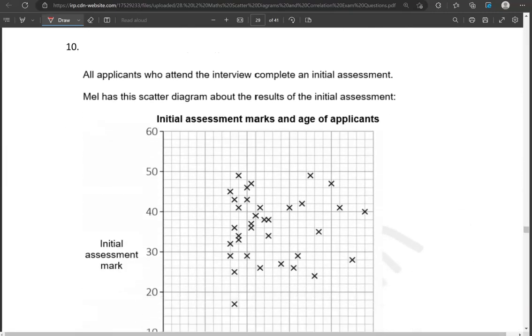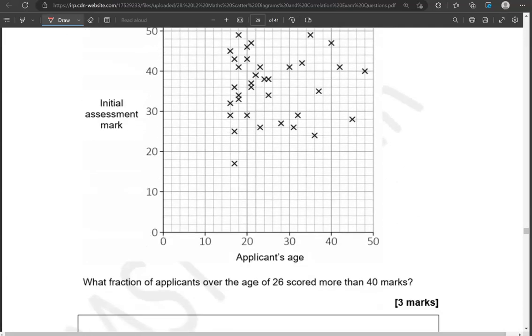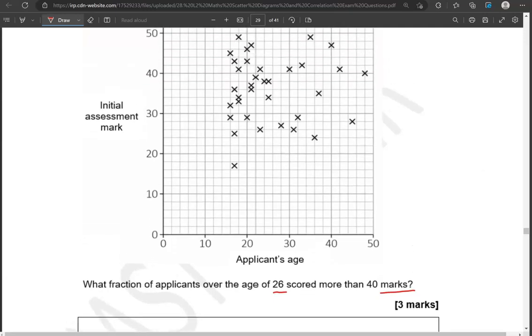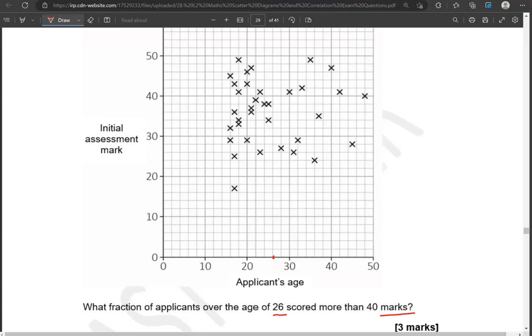All applicants who attend the interview complete an initial assessment. Now has the scatter diagram about the results of the initial assessment. What fraction of applicants over the age of 26 scored more than 40 marks? So we're interested in the applicants of the age of 26 who scored more than 40 marks. So we've got age 22, 24, 26 is here, and more than 40 marks.